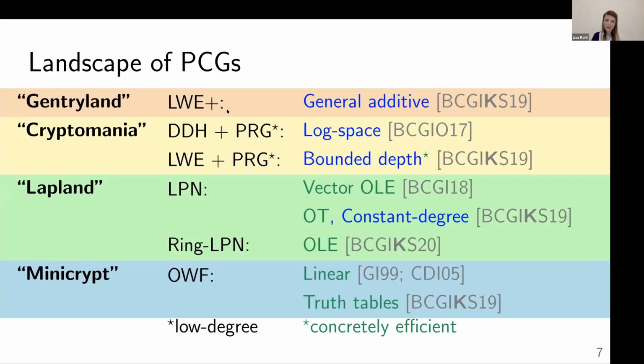This is actually what I want to talk about today: it turns out that LPN, the learning parity with noise assumption, is very useful to construct concretely efficient PCGs. As you can see here, this is a lot of green things: vector oblivious linear evaluation, oblivious transfer, and oblivious linear evaluation, something we showed in a very recent work from a variant of ring learning parity with noise. So OT and OLE are the two things I want to talk about today. I'll continue with this, and talk more about some things later.